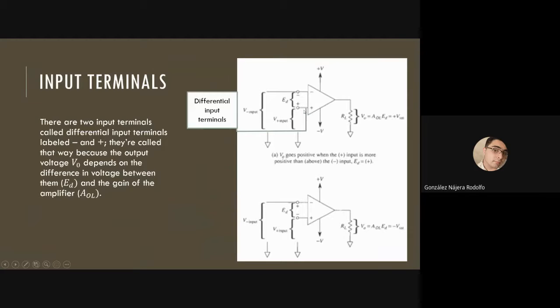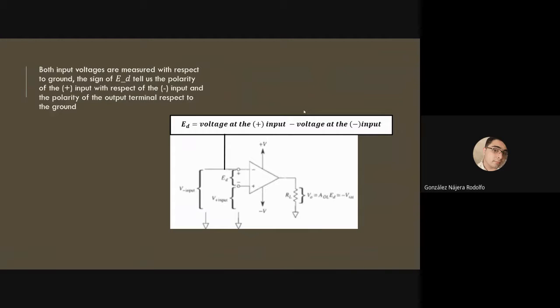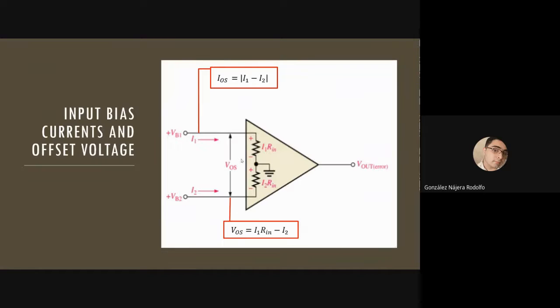Both input voltages are measured with respect to ground. The sign of ED tells us the polarity of the positive input with respect to the negative input, and the polarity of the output terminal with respect to ground. We have this to explain the ED voltage as the positive input and the negative input.